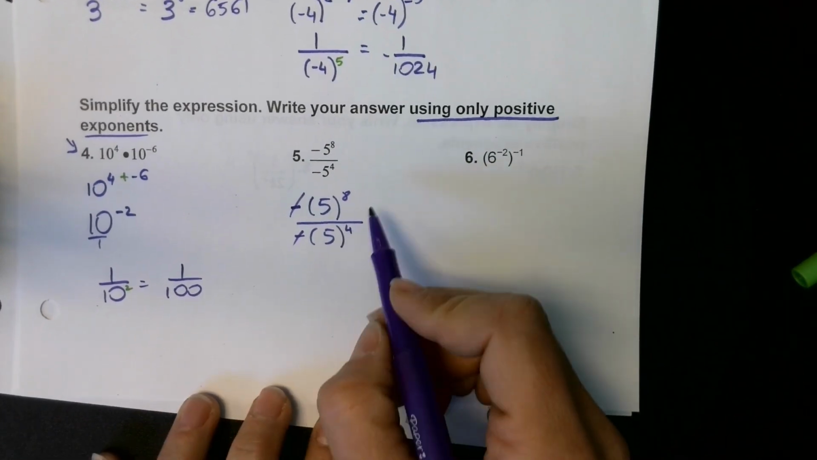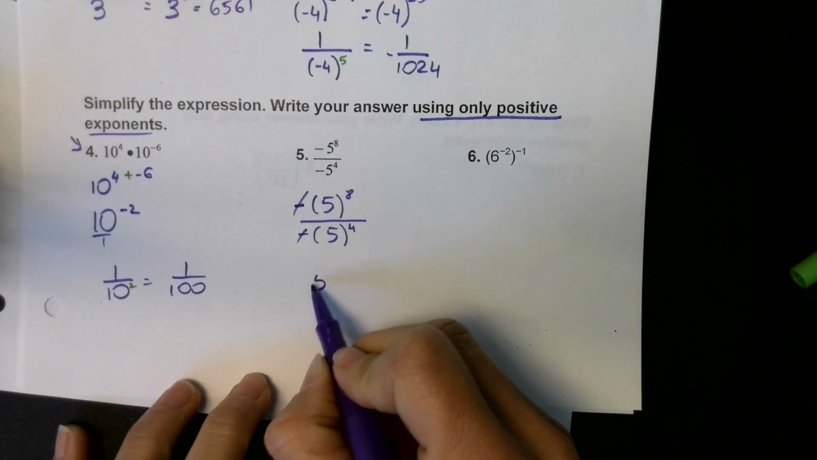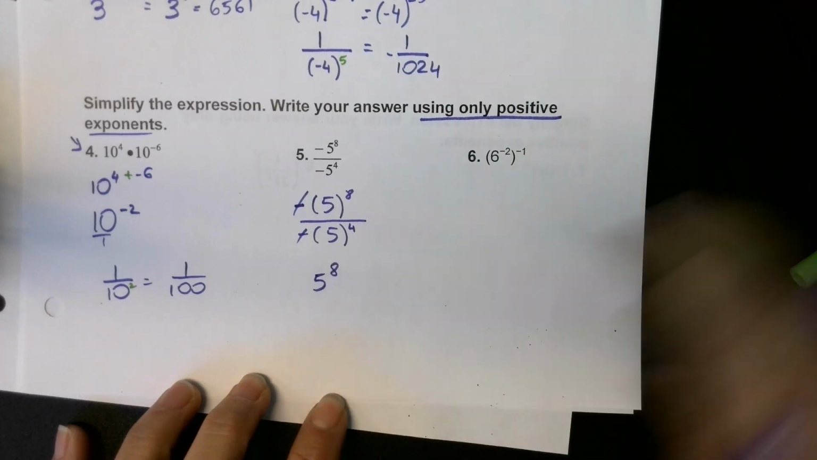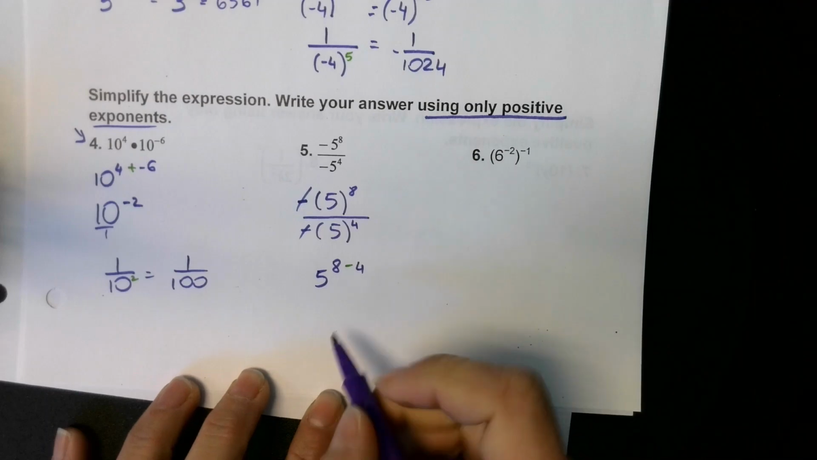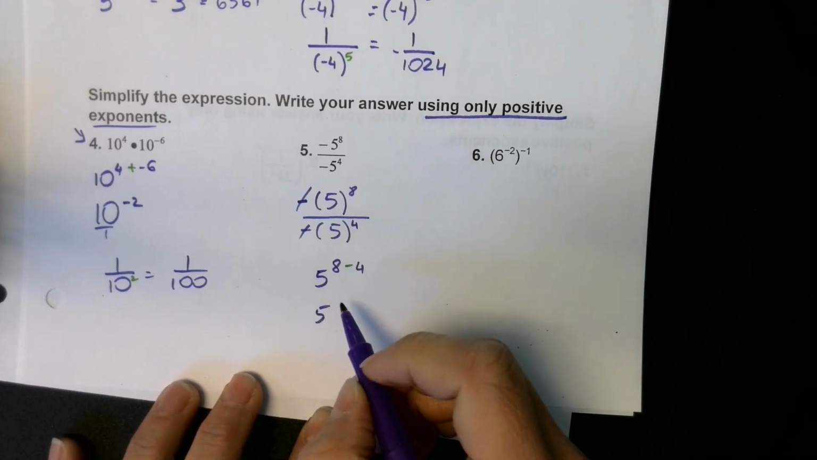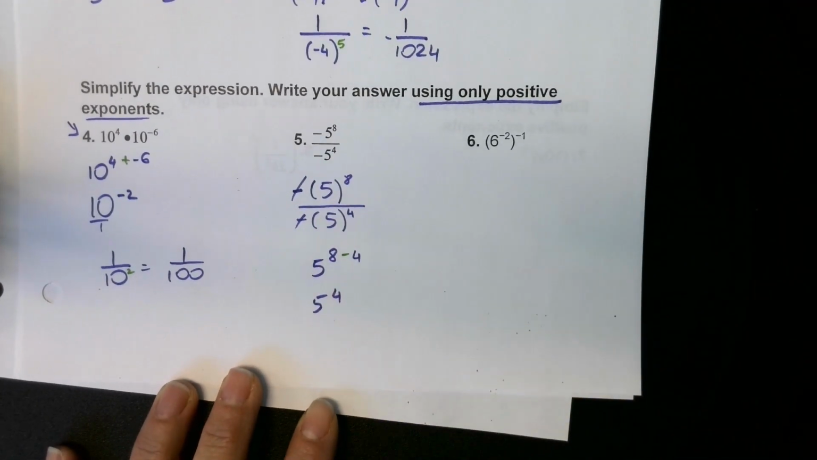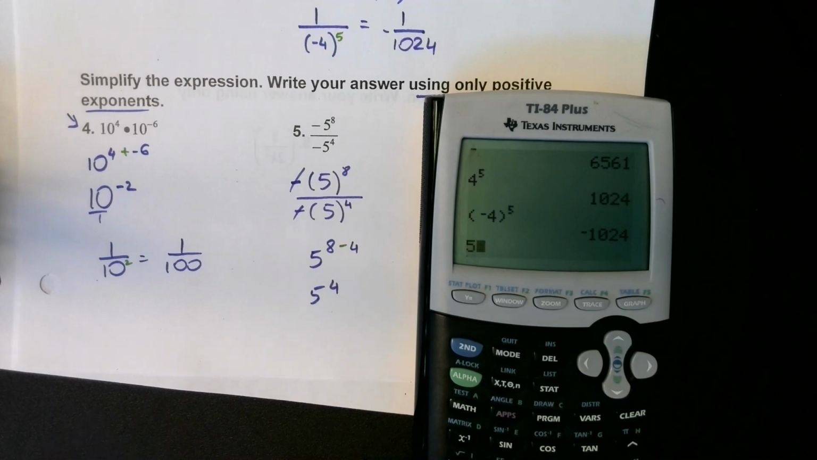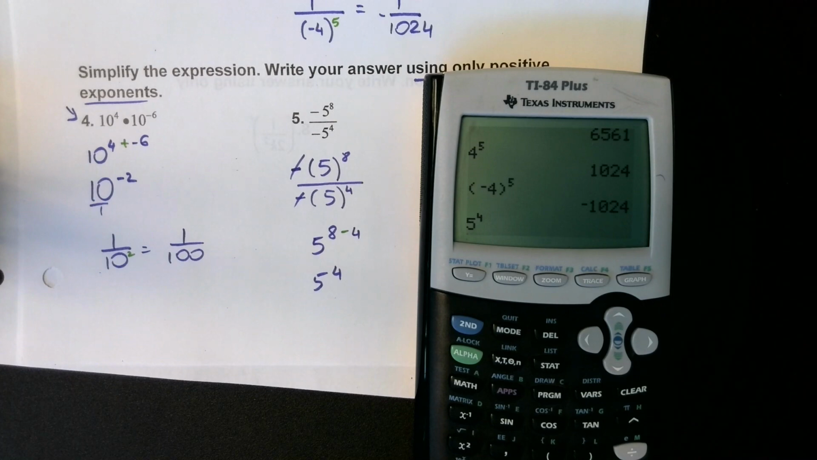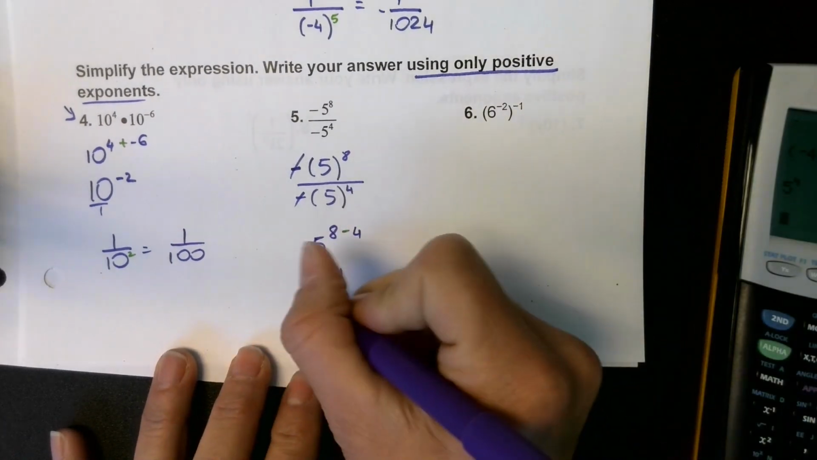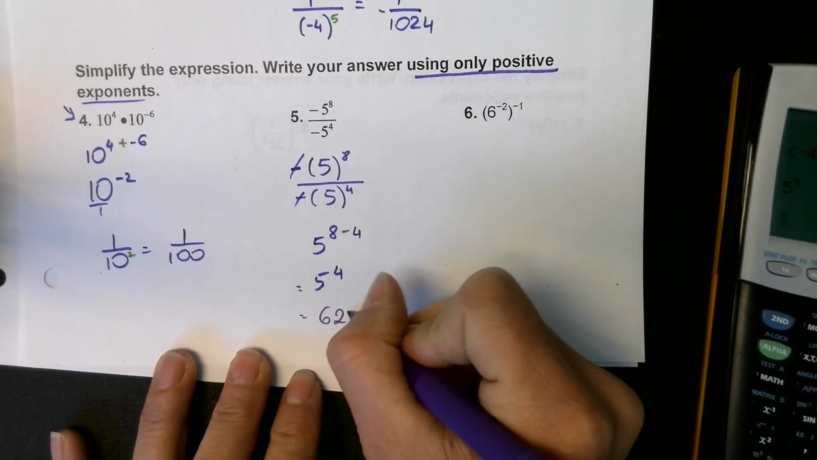So we have the same bases. So now we have 5. Always start with whatever was there minus whatever is in the denominator. So we have 5 to the power of 4. Log it in. The power of 4. See if you're getting the same answer as I am. Make sure you practice the calculator part. Did you get 625? So that equals 625.